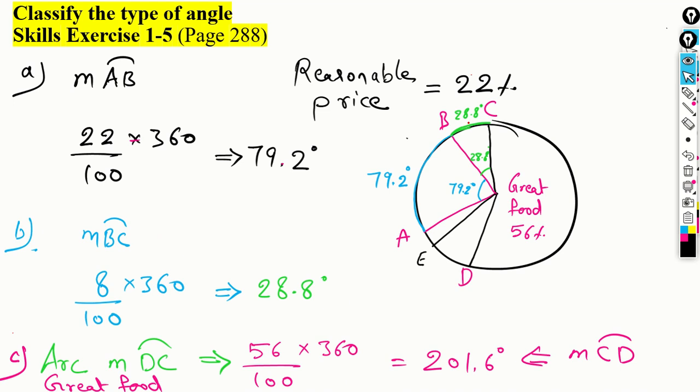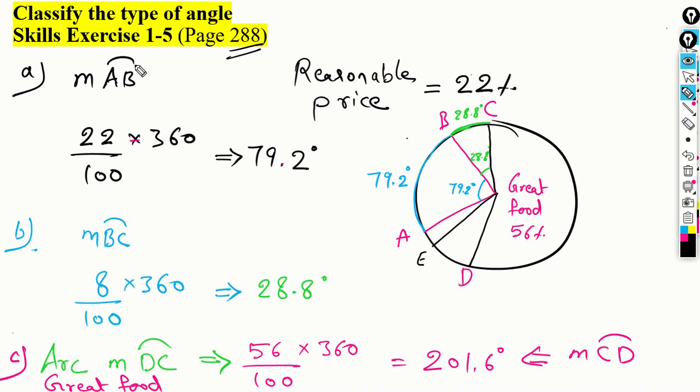Okay, next question, we have measurement of arc AB. We need to find the measurement of arc AB in the given question. We have a circle, and it is divided in percentage terms. If you look at page number 288, you can see that the grapefruit section is arc CD, which is 56%, arc BC is 8%, and arc BA is 22%. It must be given in percentage, so I have solved it, that's why it is given in degree form. So let's start one by one.